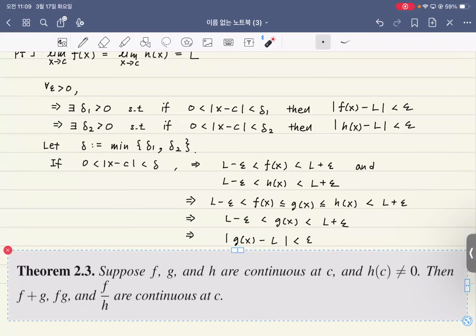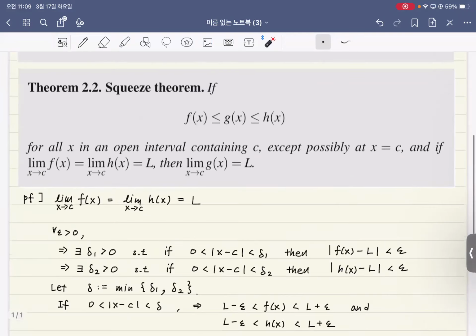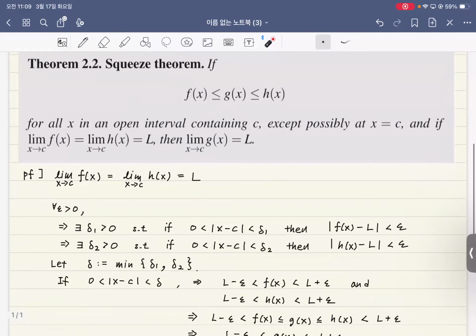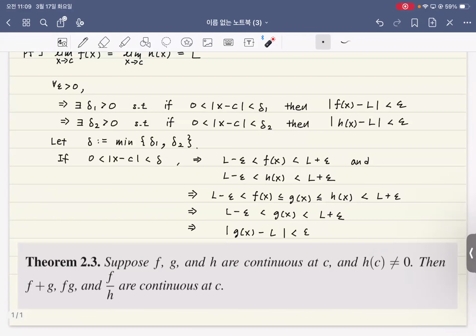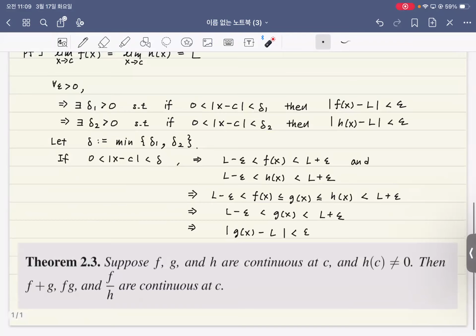Well, for the proof, you have to remember that there is an alternative definition of the continuity of functions using the limit. And since the limit behaves very well under addition, multiplication, and division, by the same nature, f plus g, f times g, f over g are all continuous at the same point. So theorem 2.3 should be considered an automatic consequence of theorem 2.1. Therefore, the proof is also omitted.